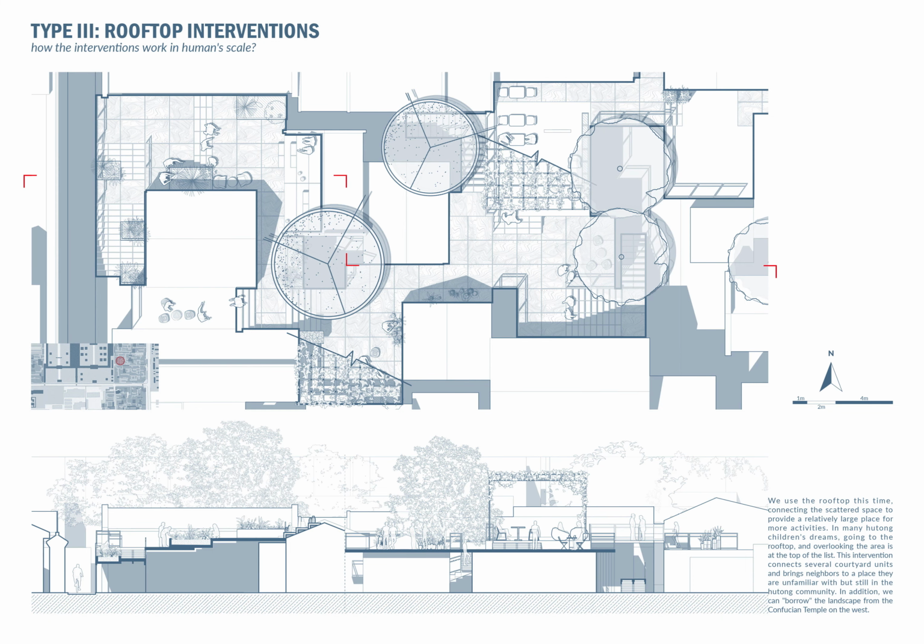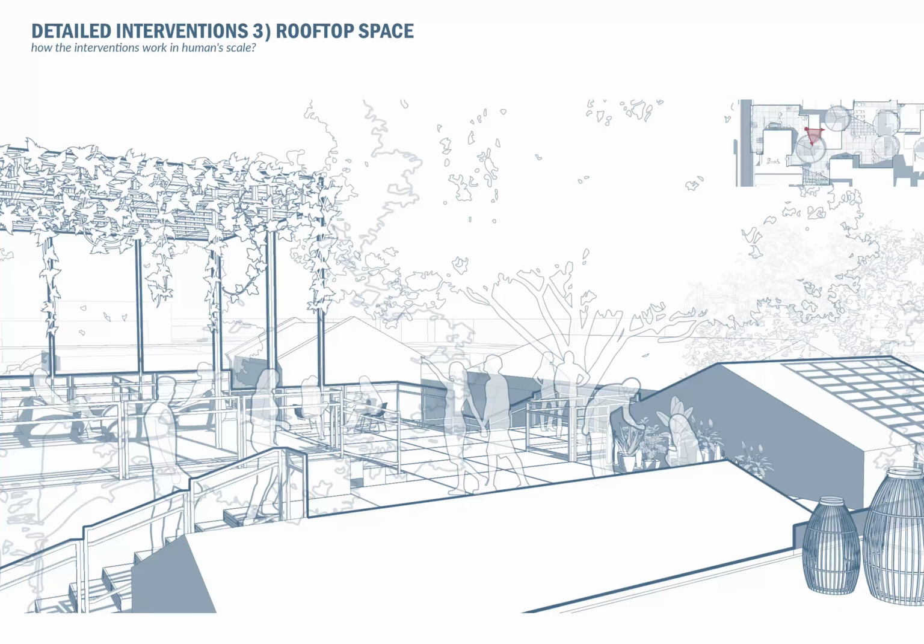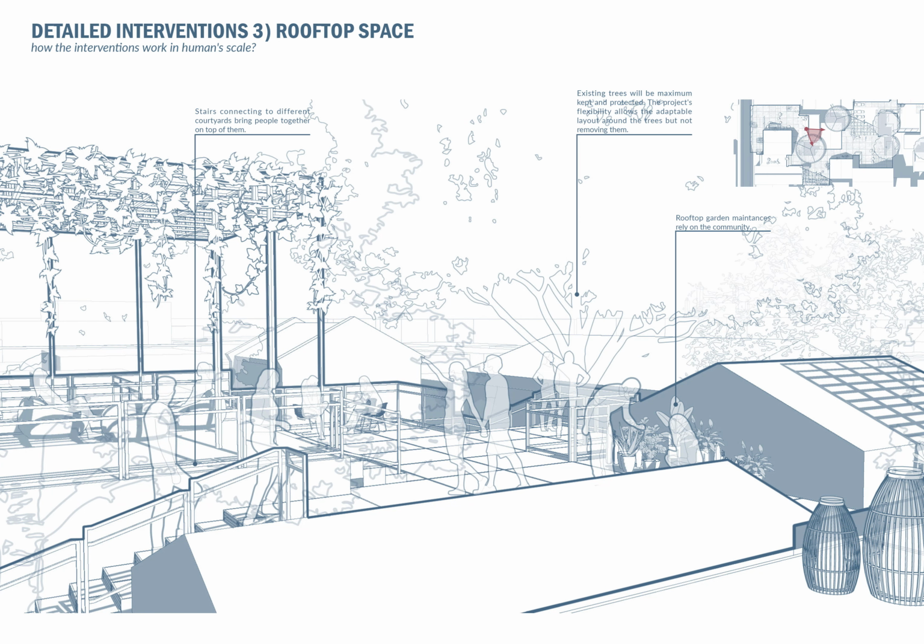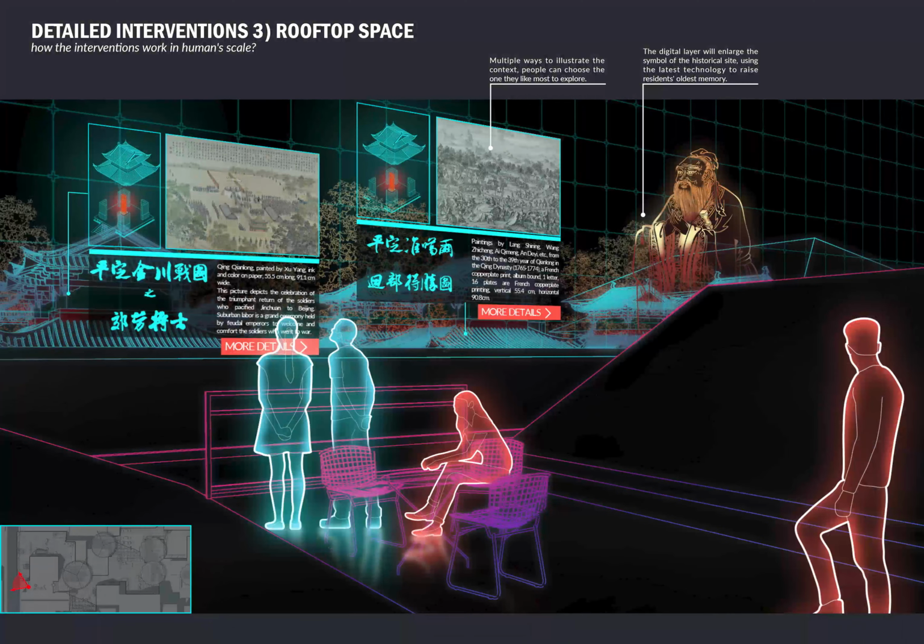We use the rooftop this time, connecting the scattered space to provide a larger place for more activities. It connects several courtyards and brings neighbors to a place they are unfamiliar with but still in the Huayang community. The digital layers combine the landscape from Confucian Temple, promoting the traditional culture with the latest technology. Some exhibitions can be held in this way.